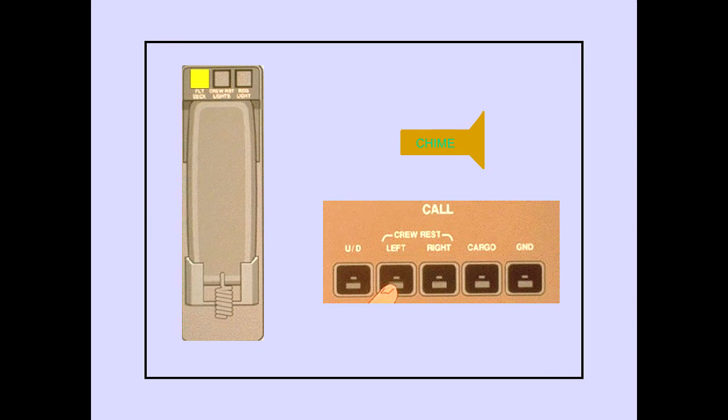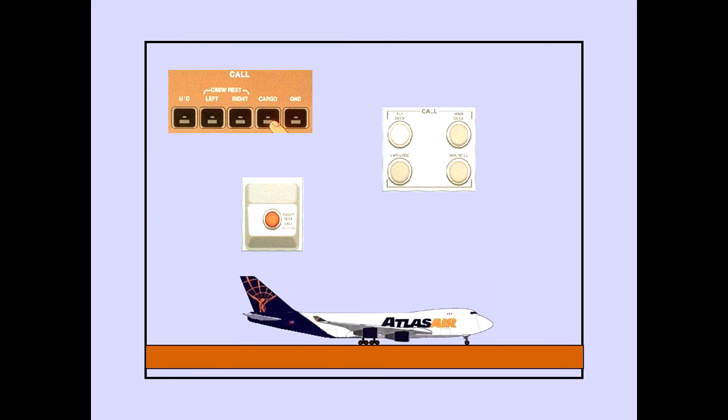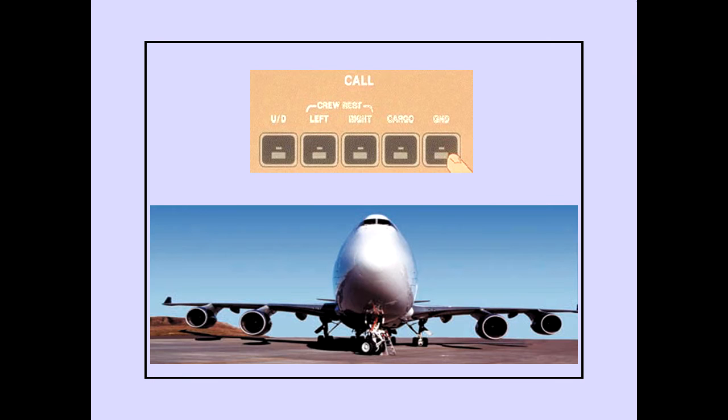Pushing the upper deck or crew rest left or right switches on the pilot's call panel sounds a chime and illuminates a call light at the respective location. Pushing the cargo call switch illuminates the flight deck call switches on the Loadmaster amplifier panels and wing inspection stations on the main cargo deck. A tone also sounds on the main cargo deck. Pushing the ground call switch sounds a 3-second horn in the nose wheel well.